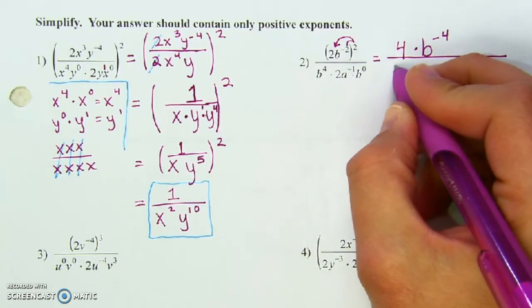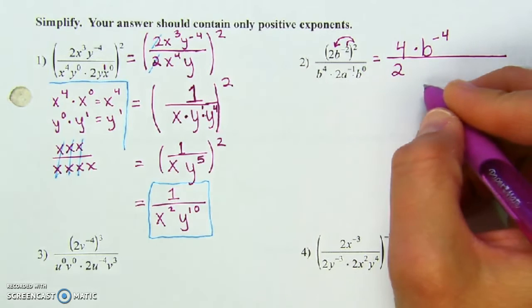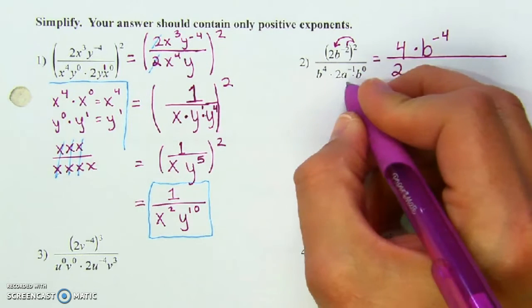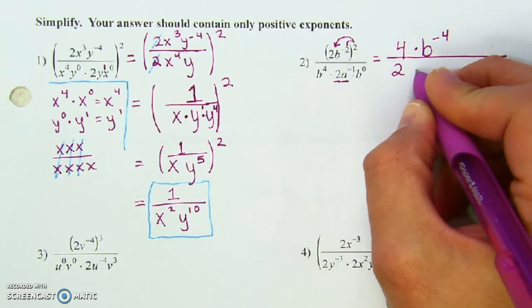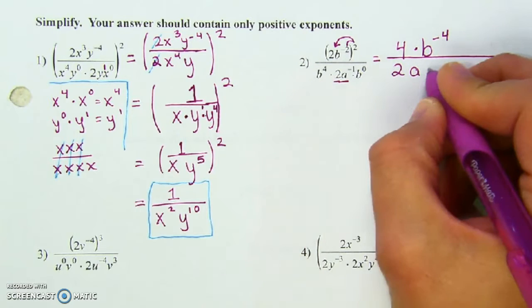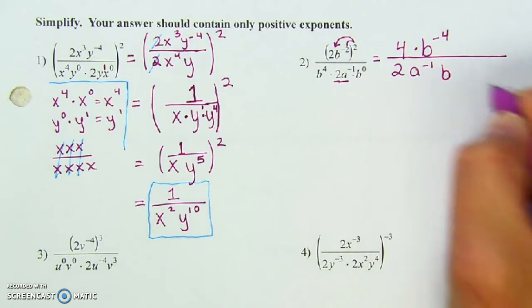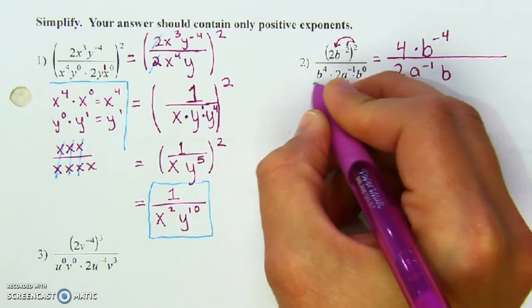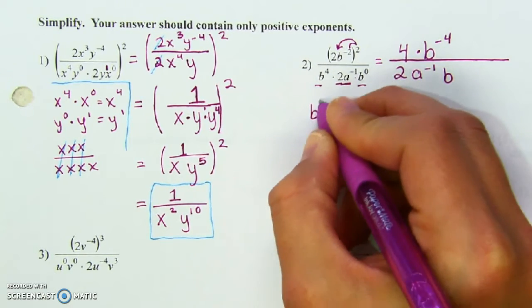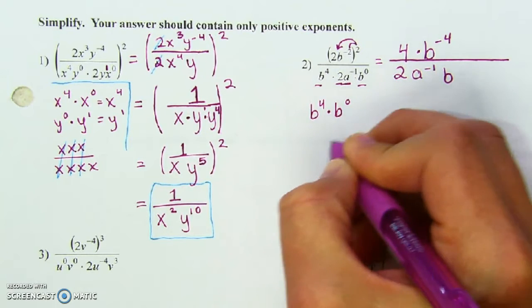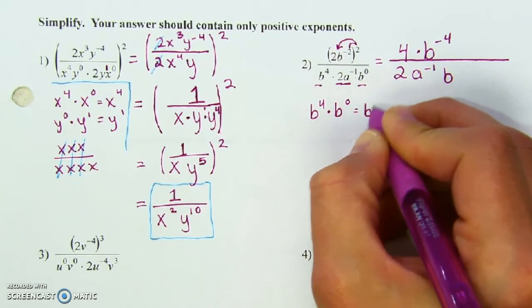Okay, let's look at the bottom. That 2, I'm just going to move the 2 in front. I'm allowed to do that. Let's go according to the alphabet. A to the negative 1. Are there any other A's to combine that with? No. Okay, what about the B's? Can we combine the B's? I have B to the 4 and B to the 0. B to the 4 times B to the 0, when you multiply the same base, you add the powers.